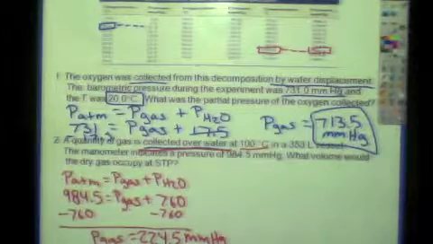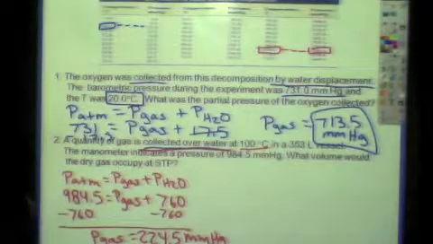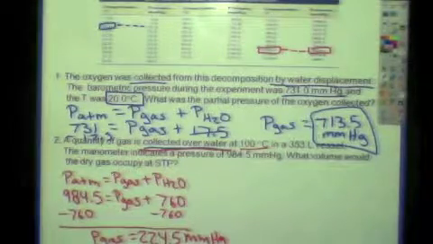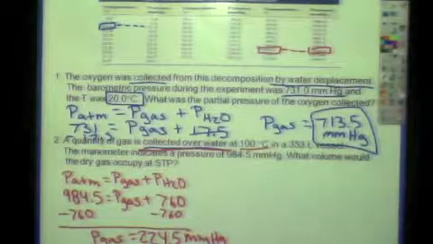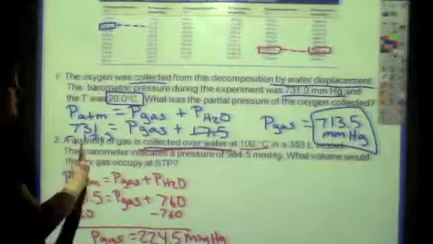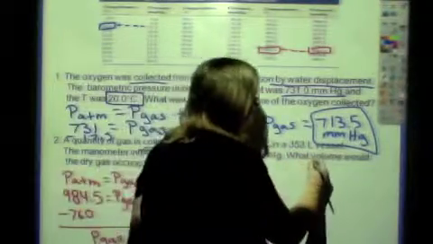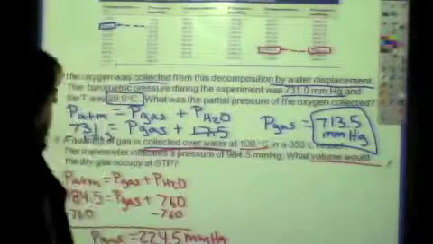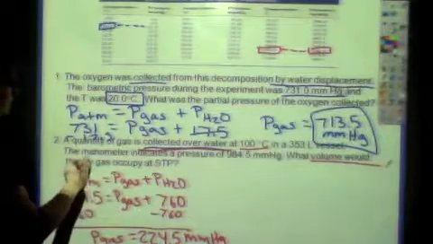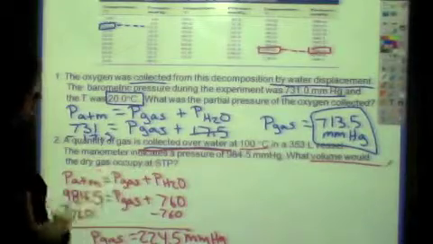mmHg. Now, again, every time you come to a final answer that you think may be the final answer, go back to the question and read it. So it says a quantity of gas is collected over water at 100 degrees Celsius. Manometer to indicate the pressure of blah, blah, blah. What volume would the dry gas occupy at STP?